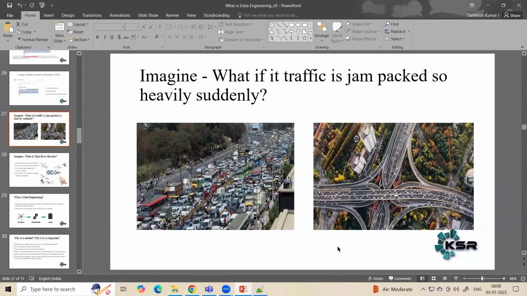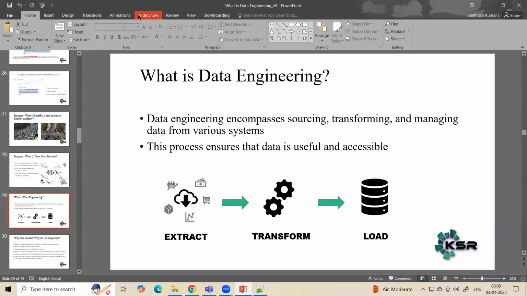You will not be able to handle it, right? But what if you have a platform like this? Irrespective of whatever happens, if you have a proper design, you will be able to get that traffic cleared. Similarly, here we are talking about vehicles. In our case, we will be talking about data, right? So that is where we finally entered into the subject.